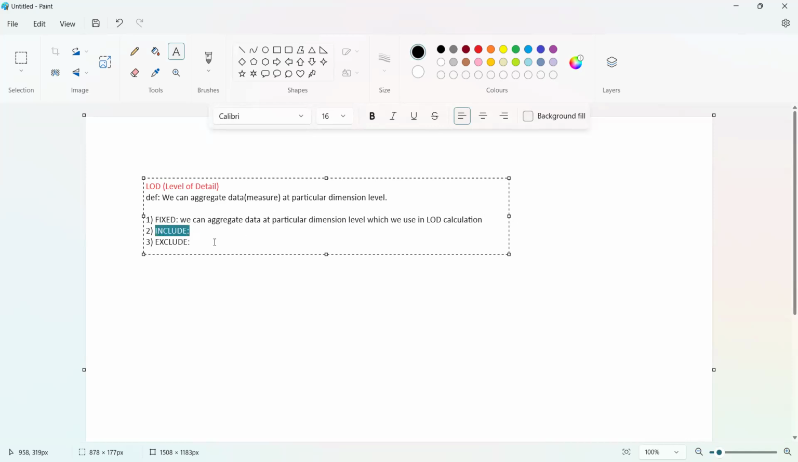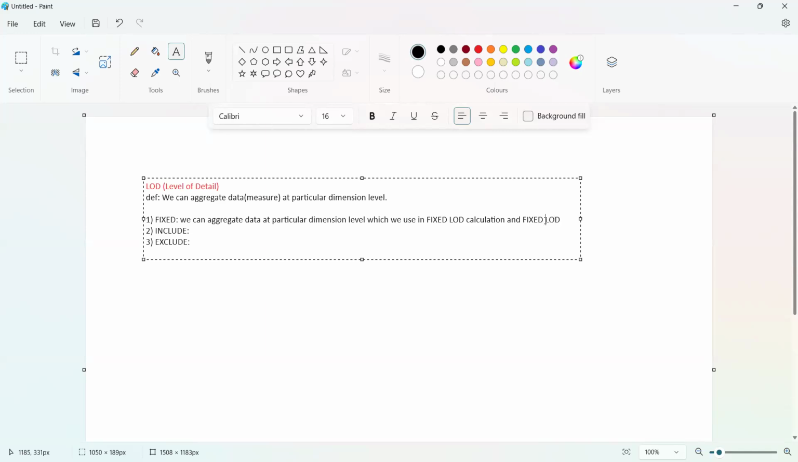Similarly for include also, I'll say some definition here. We can aggregate data at particular dimension levels which we use in the fixed LOD calculation. Fixed LOD does not depend on any other dimension.